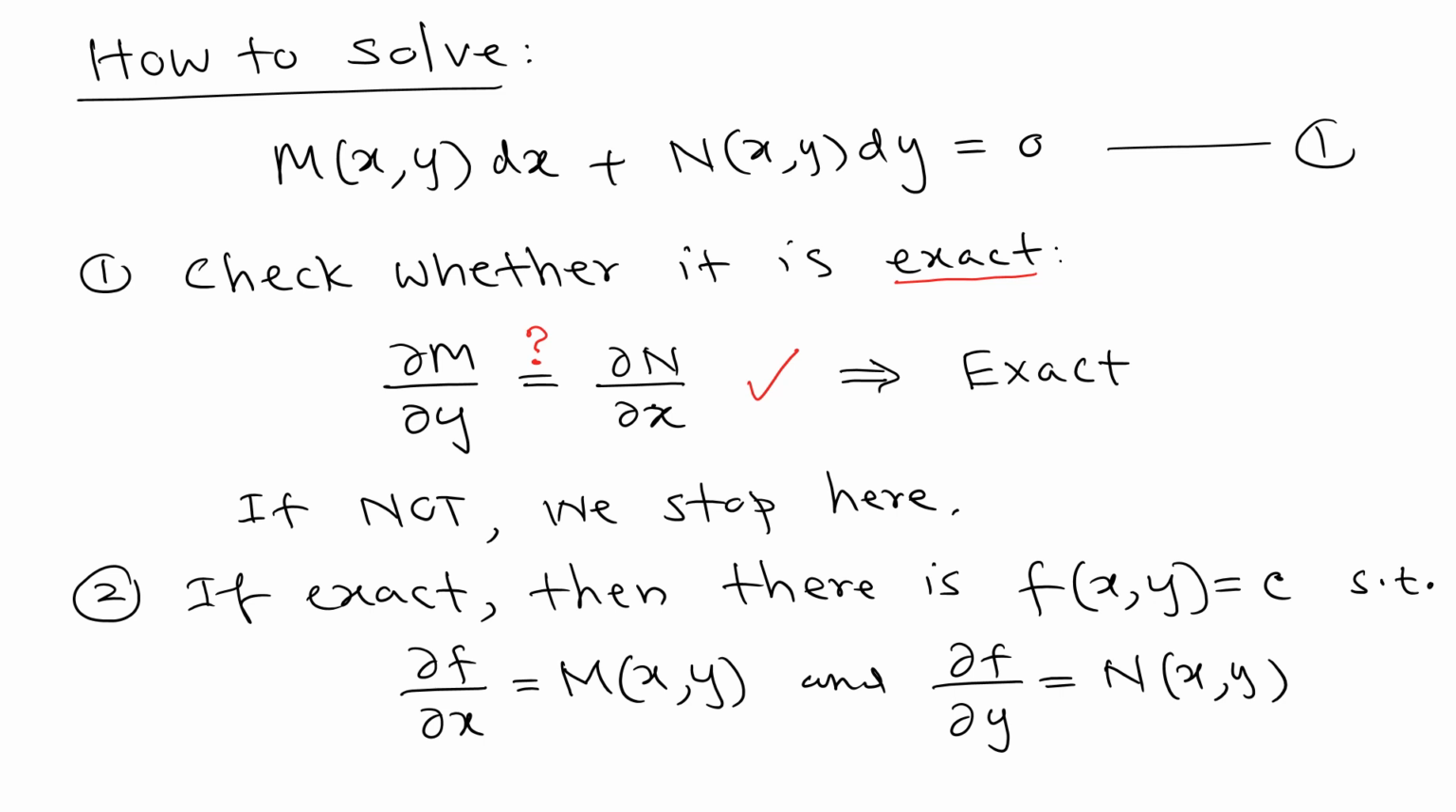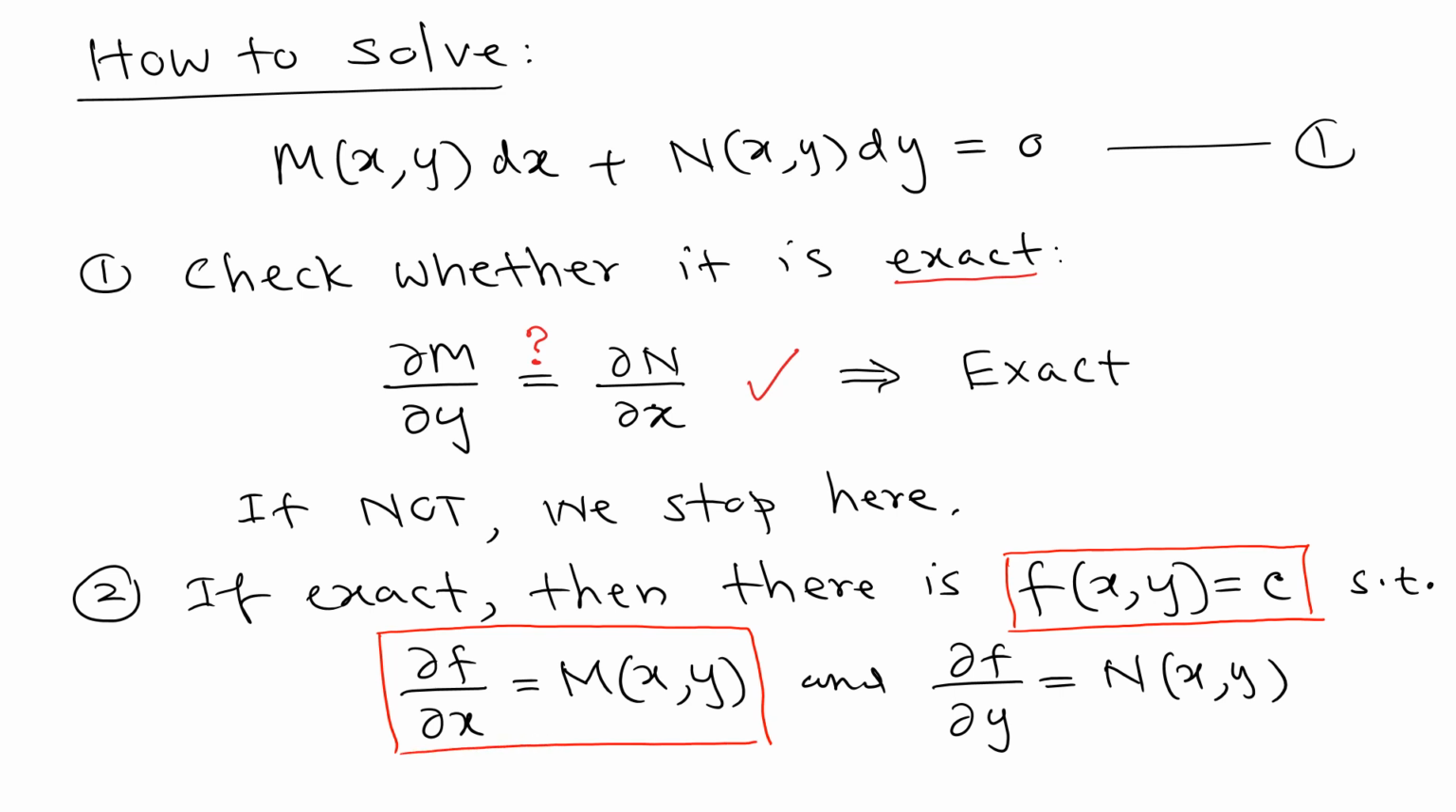we know that there is a function f(x,y) equal to c such that M is the partial derivative with respect to x, and N is the partial derivative with respect to y. This is coming from the definition, because that's what we mean by exact. Exact means there is such a function, but we don't know what it is. Now the question is which one we're going to pick.